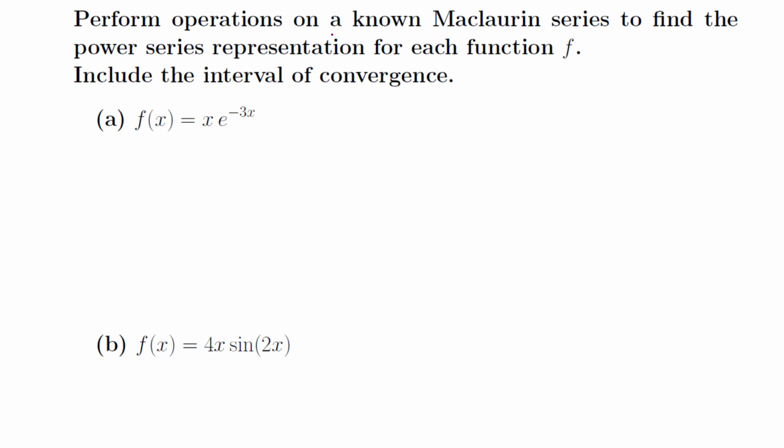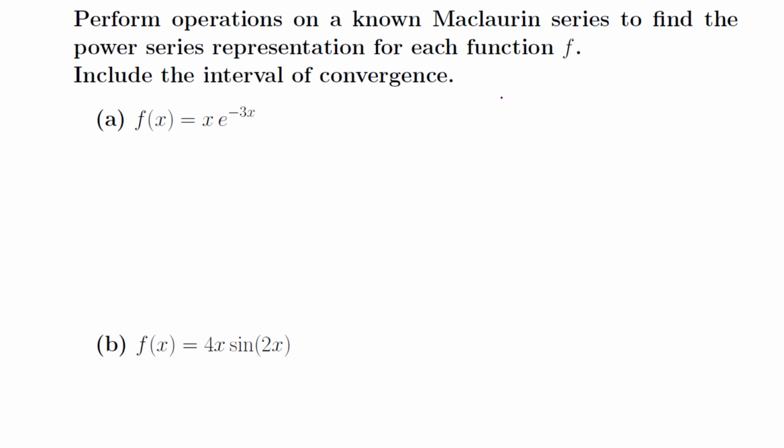Perform operations on a known Maclaurin series to find the power series representation for each of these functions. Include the interval of convergence. So part A, we got x times e raised to negative 3x. So e raised to something, let's say e^x.